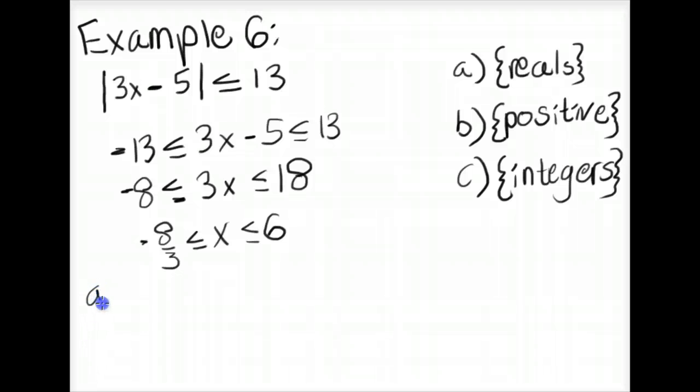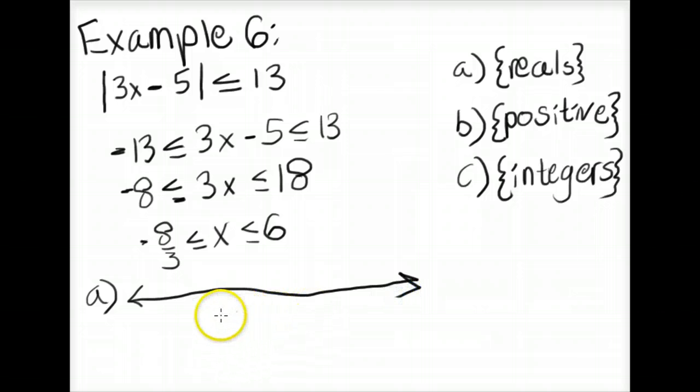Starting with A, this is all real numbers, so this would be the true value of x for this particular inequality. We'll set this up with negative 8 thirds here and positive 6 over here. On the negative 8 thirds we'll have a closed circle because it's inclusive, and positive 6 would have an open circle because it's exclusive, and we would connect these two.